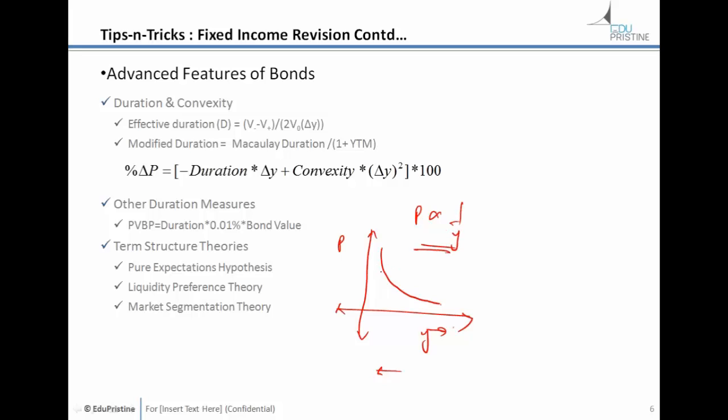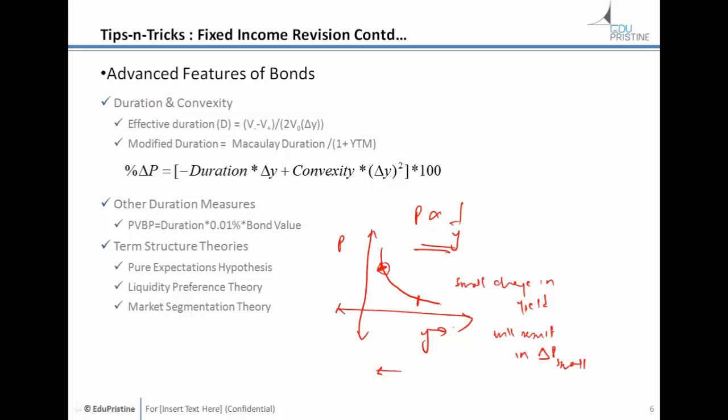Now one must be very clear that for higher values of yield, a small change in the yield will not result in a large change in the price. So a small change in yield will result in a small delta P, or change in price. However, for lower values of yield, at this point, even a small change in the yield will result in a large change in the price.